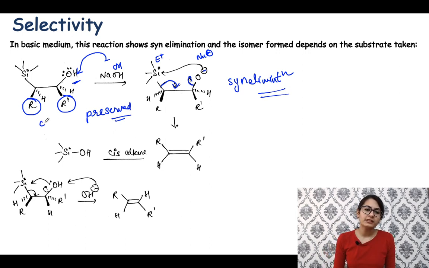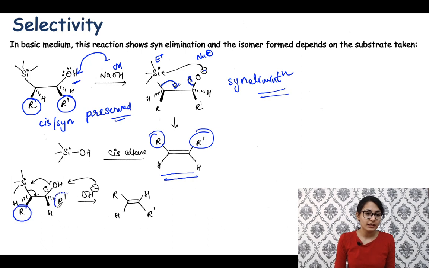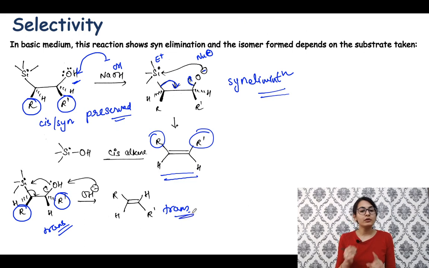If we started from a cis molecule, or let's say a syn periplanar molecule like this, we are going to end up with a cis alkene like this. Both of the R groups are on the same side. Okay, if we started from this kind of a molecule where both the R and R dash are trans to each other, we are going to still get a trans alkene. Now you will be able to do the mechanism of the Peterson elimination in the acidic medium as well as in the basic medium. So I hope that it's clear to you all.